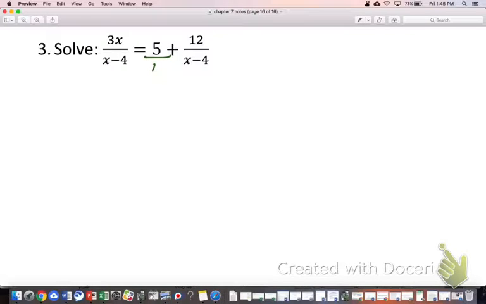As you look at these 3 denominators here, what would you guys say is the least common multiple of all 3 of them? X minus 4. It is. Yeah, least common multiple is x minus 4. And so I am going to multiply by that. So it would look like this.